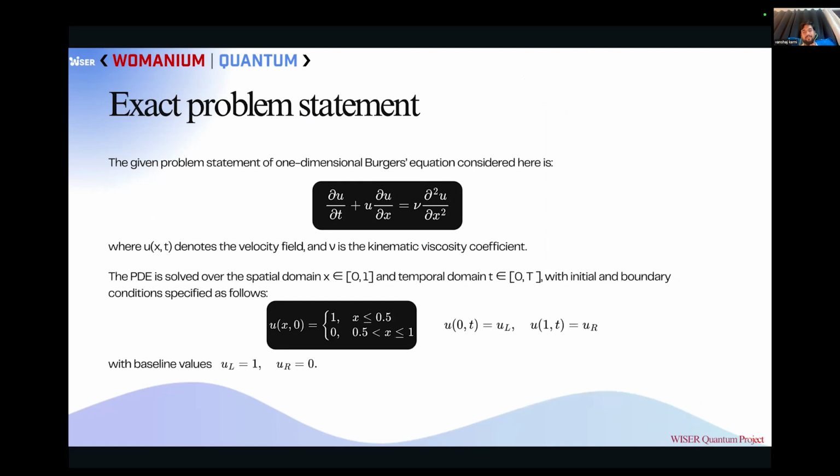Now, the exact problem statement that we had was the 1D Burgers equation defined by this, with the spatial conditions and the temporal domain, with the initial conditions and a Dirichlet boundary condition.